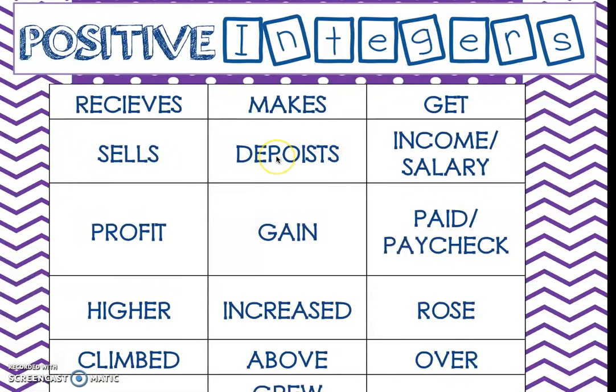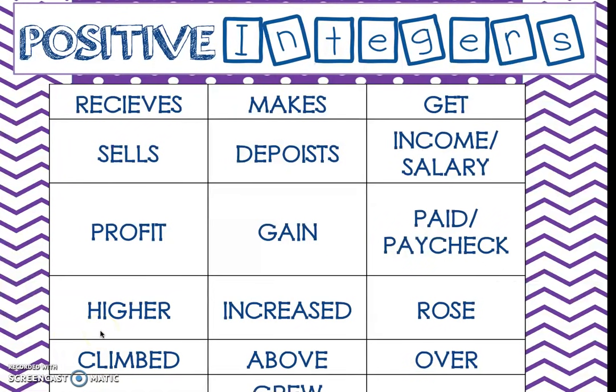Deposits, we already talked about, means we're putting that into our account. An income or salary tells us we're making that. Profit is a word for like after you make something and sell it, it's the extra that you made on top. Profit is positive. Gain, like for example, if you gain 30 pounds, your weight is going up, so it's a positive. If you get paid, or if someone gives you a paycheck, that is a positive.